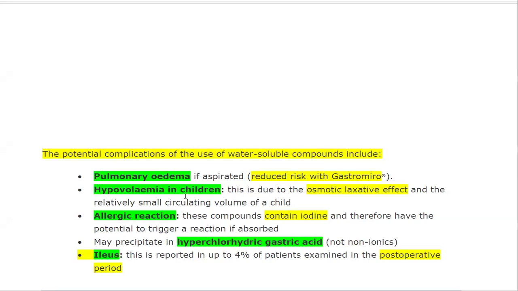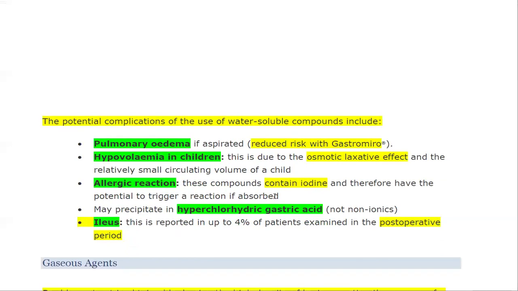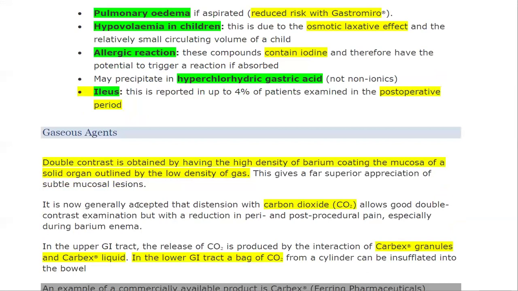Okay, hypovolemia in children. Because of the osmotic laxative effect, as I told you in meconium ileus, if you do not dilute this one, what will happen? The patient will have hypovolemia, because fluid will be shifted from outside into the bowel due to the osmolarity, and the patient will lose fluids and have a serious problem. Okay, allergic reactions also, because it contains iodine, are also one of the problems.